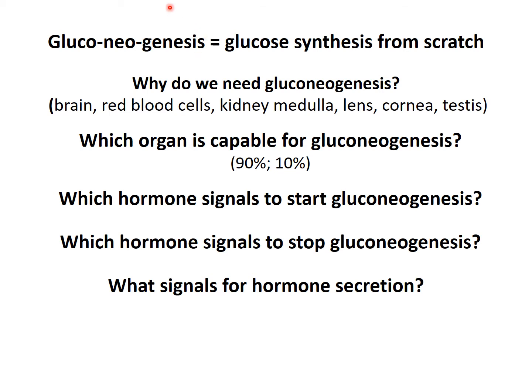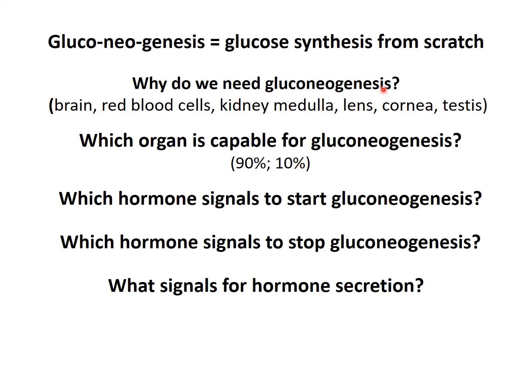So I wanted to start with a definition. Gluconeogenesis means glucose new synthesis from scratch. So it doesn't mean that there is glycogen where the glucose is already there and we just liberate the glucose from that. We put together the glucose from small molecular weight material.